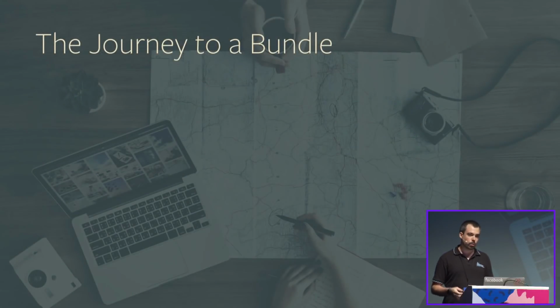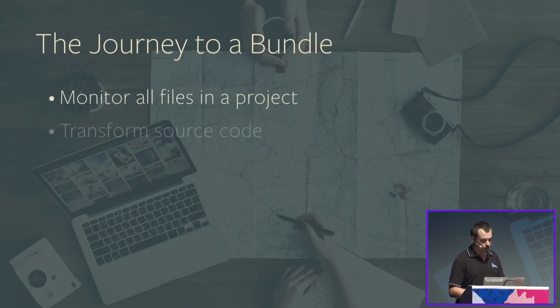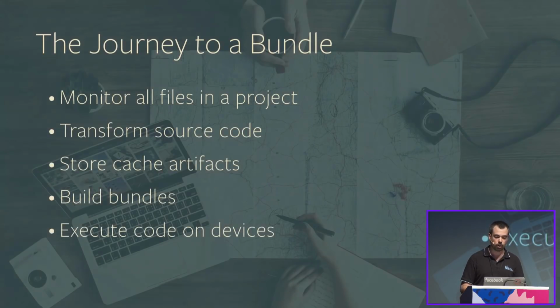Okay, so now that we know what Metro is doing and why we are building it, I would like to get a little bit into the technical details of it. And we're going to do that by covering all the different processes that are involved in creating a bundle, from the point where you have your code up until you get your app shipped into the app stores and executed by your customers. So the first part is about monitoring the files in a project.